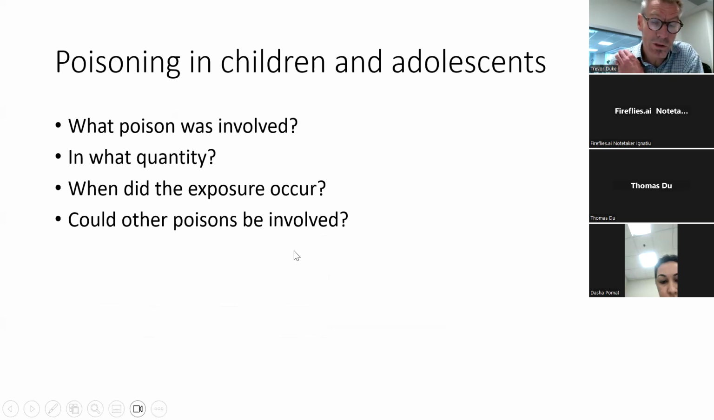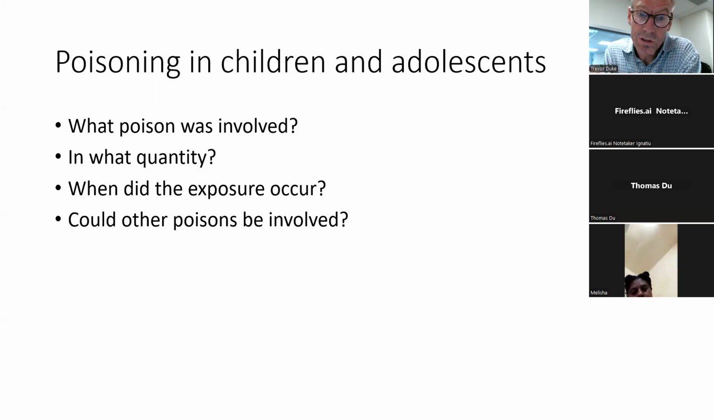But specific to poisons, you really do need to know what poison was involved, because there are different threats from different poisons. You want to know what poison was involved, in what quantity, when did the exposure occur, and could other poisons have been involved? Sometimes there's more than one poison. If a child has picked up a handful of medications and just taken them, there may be more than one poison involved, and therefore there may be more than one toxidrome. The child may suffer from the toxidrome, which is the health, the organ system consequences of taking a poison. There may be more than one, and they may overlap quite a bit.